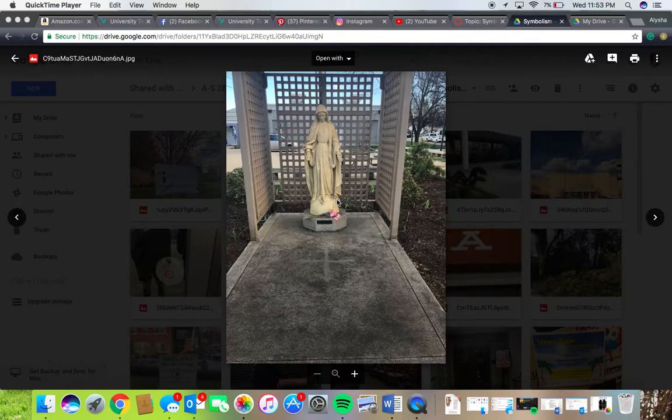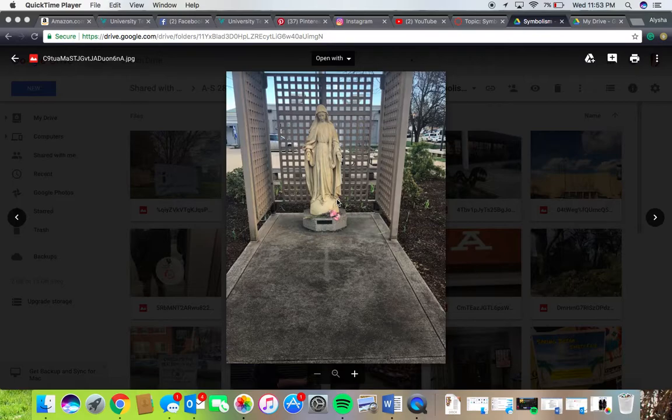So for the symbolism critique, I chose a picture by Robert Cole, who's in section 202, same as I am. His image is of a statue. It looks like there's a parking lot behind, so I don't really know where it's taken, but it's in a small garden, and it's on a concrete slab.